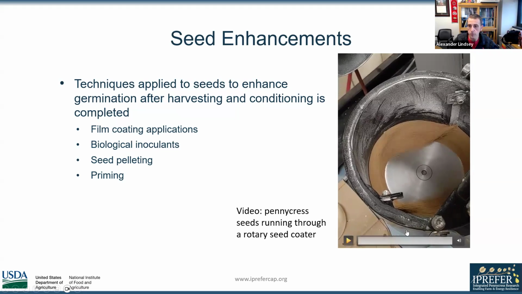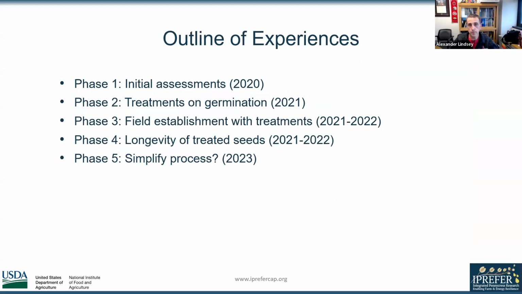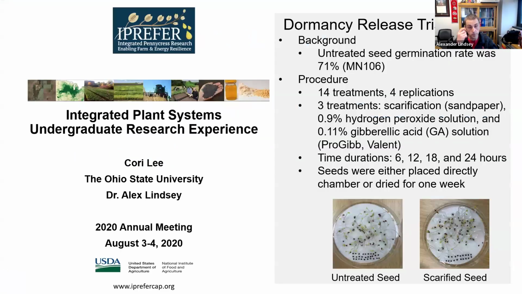We have pennycress seeds rotating in the drum, and when the lid is closed, we can actually add liquid and solid materials to build those seeds up from a size perspective and increase the weight of an individual seed unit. Throughout this talk, I'm going to go through 5 different phases that we've undertaken in the investigation of seed treatment in pennycress. I'm going to begin by talking about the initial assessments we did in 2020.